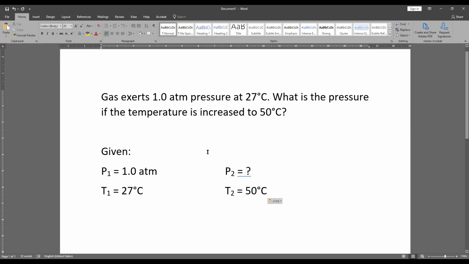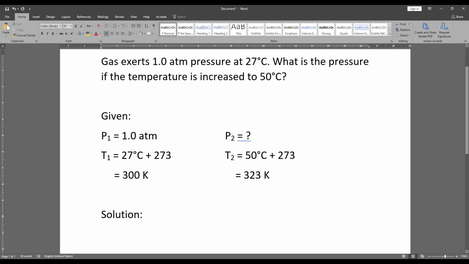Okay. First and foremost, we need first to convert Celsius into Kelvin. How can we convert again Celsius into Kelvin? By adding 273. And this is to convert centigrade or Celsius into Kelvin. So 27 plus 273 is 300 Kelvin. How about 50 plus 273? 323. 323 Kelvin. Okay. Solution.